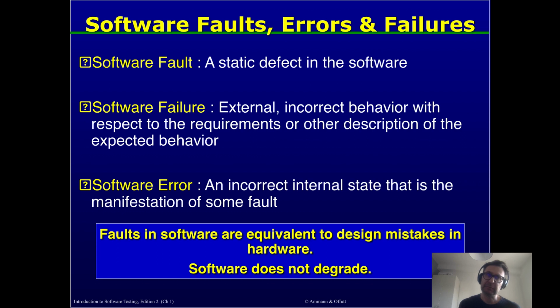So faults or bugs in software are equivalent to design mistakes in hardware. So software itself doesn't degrade as an artifact, but often we talk about software rot, which is that because of the surrounding environment, the requirements and the uses of a piece of software will change over time. You can see this as the software stays the same, but it's less adapted to the context. So basically our expectations change, and then that could be seen as a future failure of the software. So to give you a little bit of sense of the different terminologies used here.